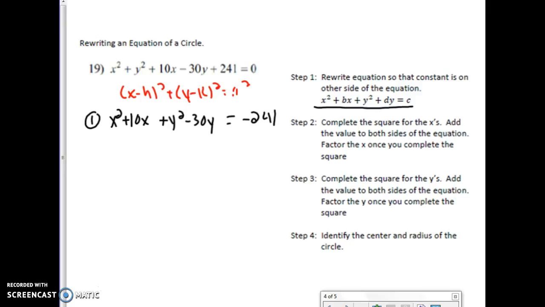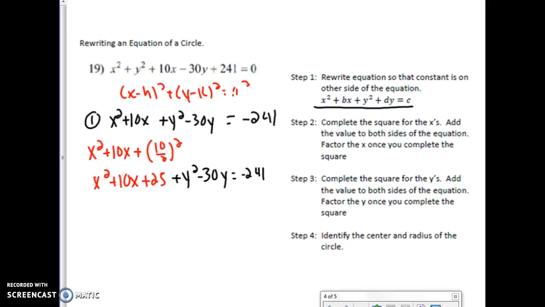Step 2, I want to complete the square for the x's. So what that means is I'm going to take x squared plus 10x, and then I'm going to add (10 over 2) squared. So that's the same thing as me saying x squared plus 10x plus 25. I'm going to still have the y squared minus 30y. I'm going to still have negative 241, but because I added a 25 to the left side, I'm going to add 25 to the right. Now what I'm going to do is factor out this quantity.